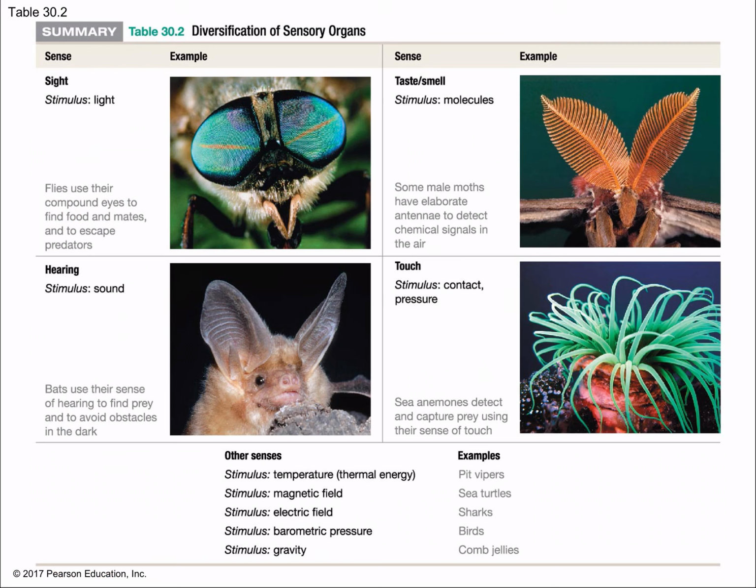And then also touch. Stimulus, contact, pressure. The sea anemones, they don't move, but they do feel and detect prey as it comes by. And there's other senses there as well, kind of interesting to take a look at. Thermal energy, temperature. Sea turtles can actually sense magnetic fields. Sharks can sense electrical fields. Birds can adjust their flight patterns based on barometric pressure. And comb jellies are susceptible to gravity and can sense that, and can adjust their body movements accordingly. All right. So this is where I'm going to end part 1 of chapter 30.